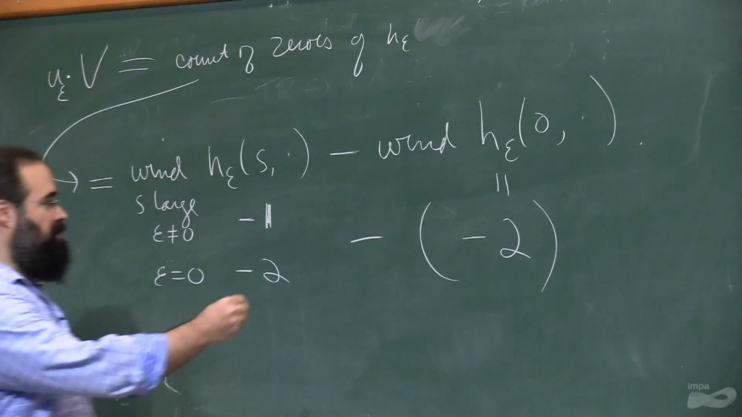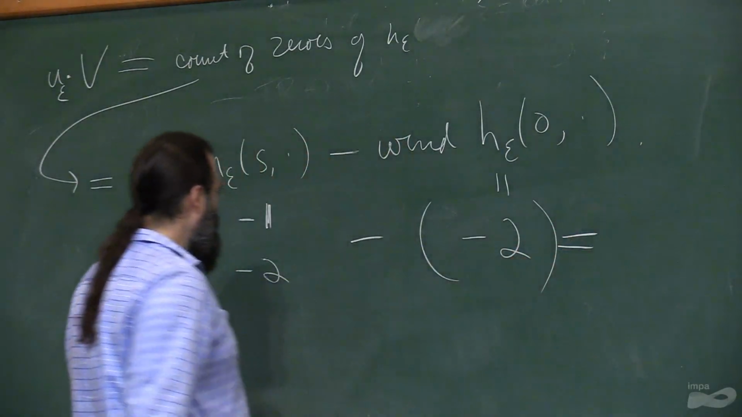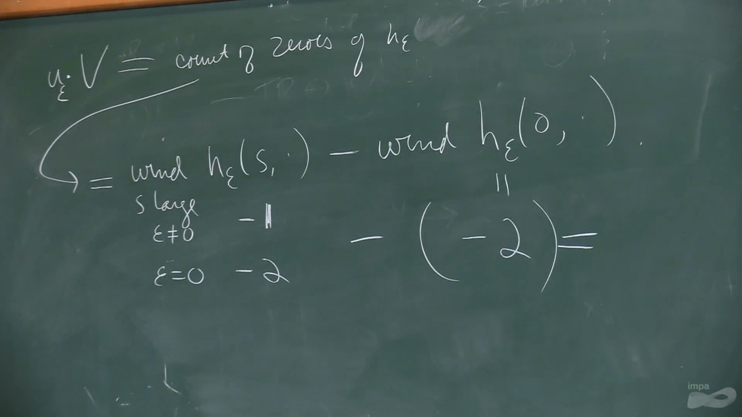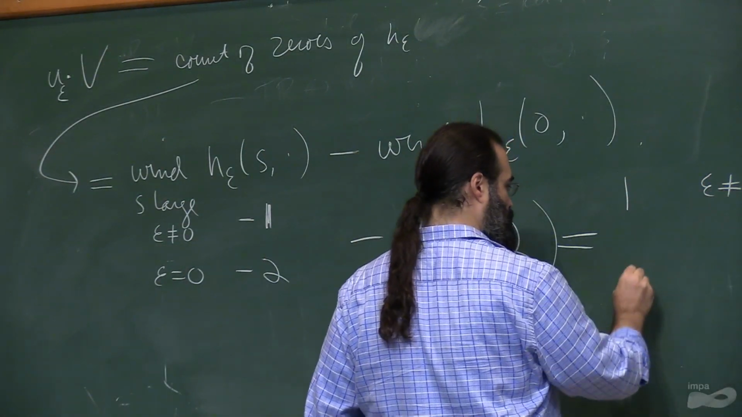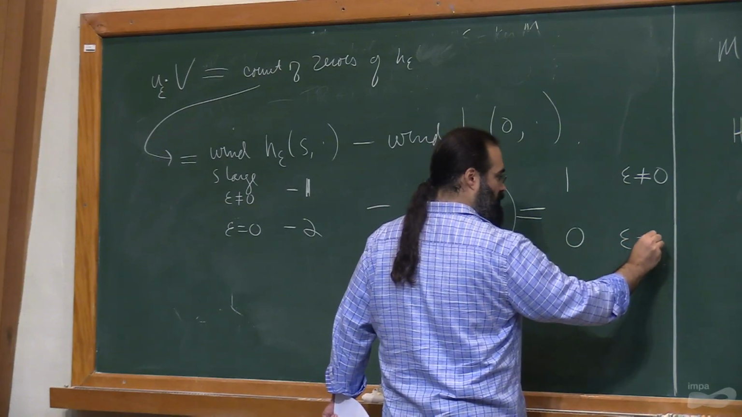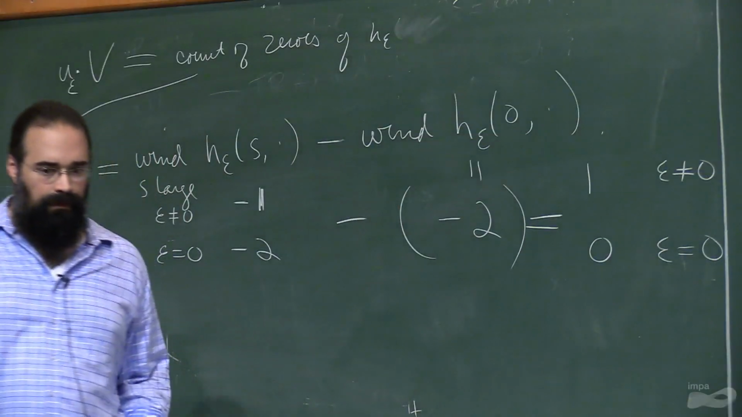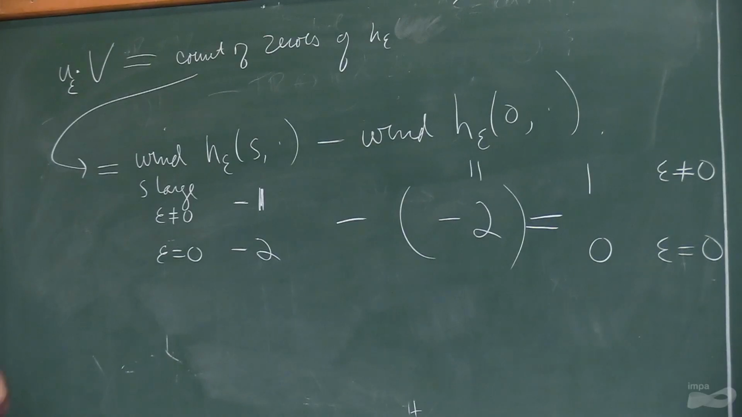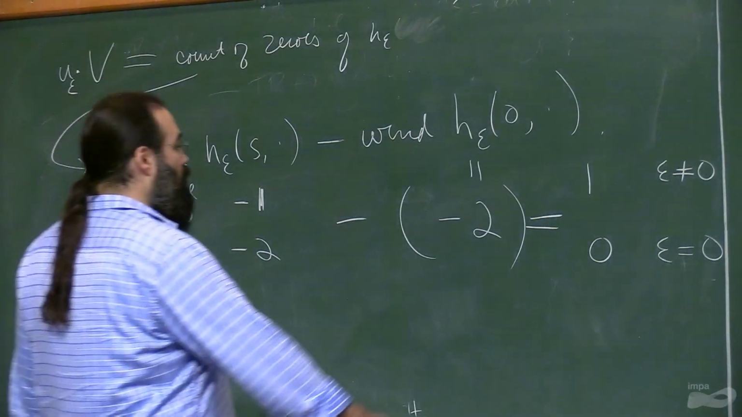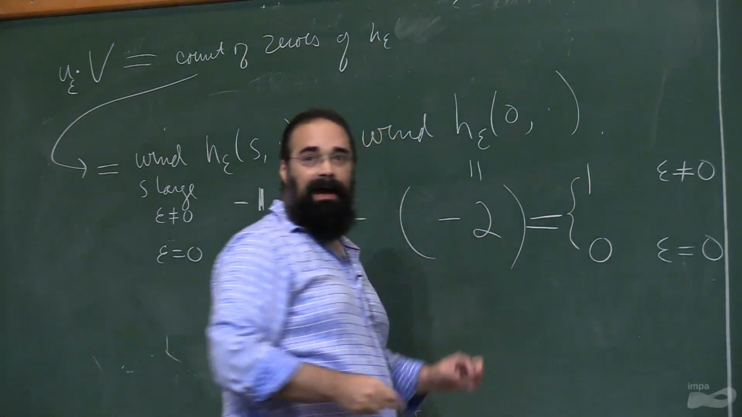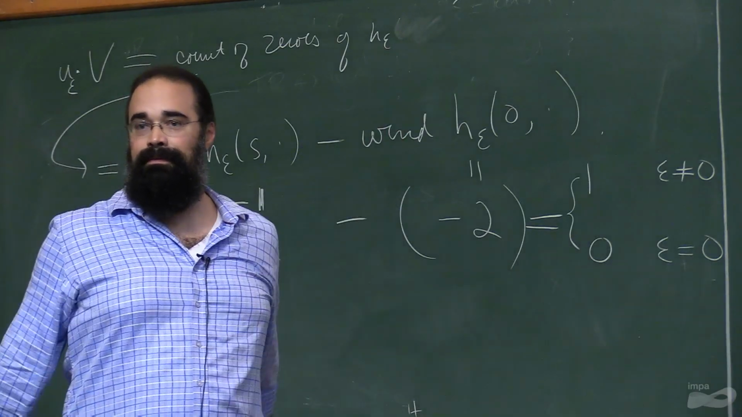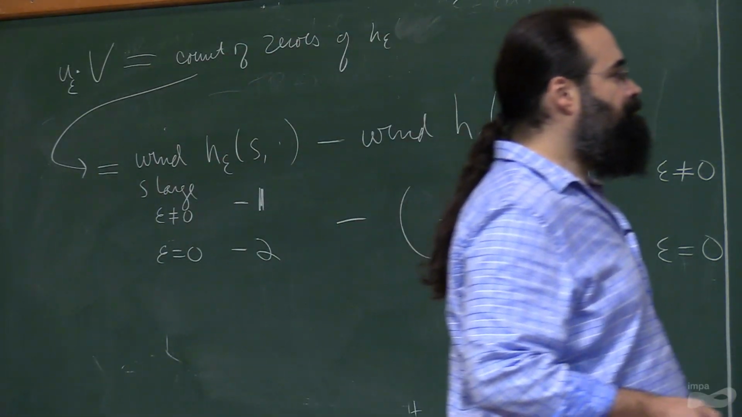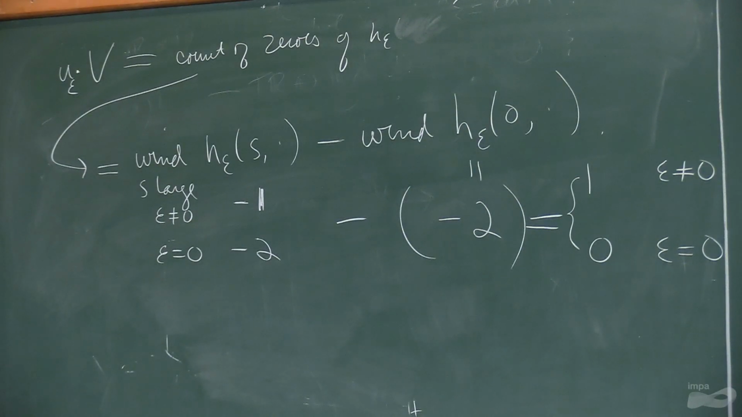So what's the intersection number? In one case, it's -1 minus -2. It's 1 if epsilon's not equal to 0, and it's 0 if epsilon's equal to 0. And so what's happened here is as epsilon goes from a non-zero number to 0, one intersection has disappeared out the end. Okay? But that's something that's quantifiable.